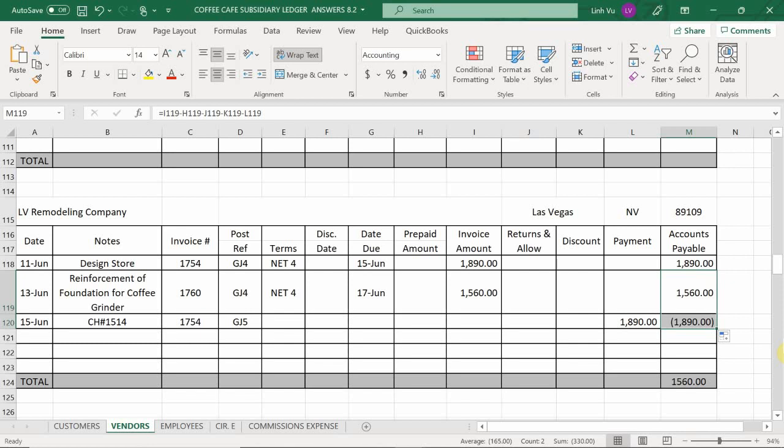So in this case, you don't need to enter in the invoice amount because you already put it in there in the first place. However, this line right here just shows me I made a payment to this invoice. I didn't make a payment to invoice number 1760. This one's clear that I made a payment to 1754, with check number 1514. This is what happened in General Journal number 5, where I received the bill in General Journal number 4. So here's a separation of me receiving the bill, and then here I make a bill payment.